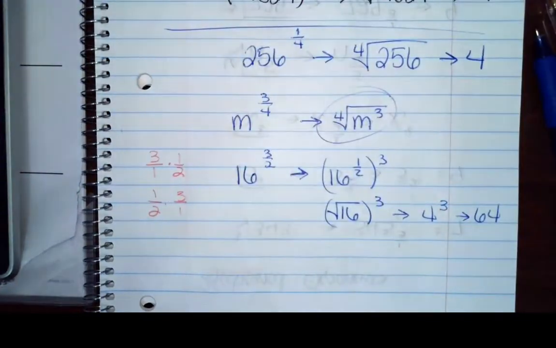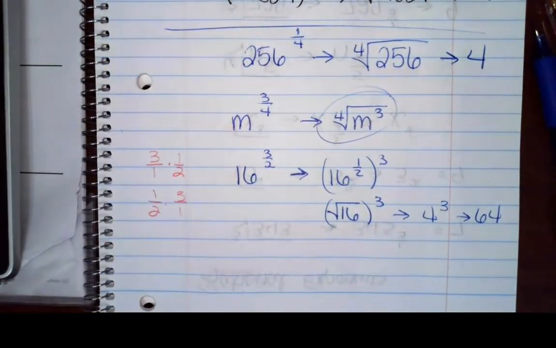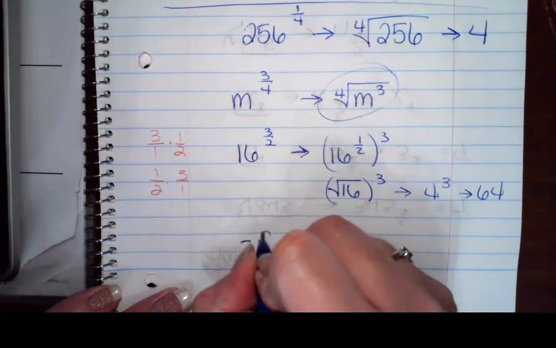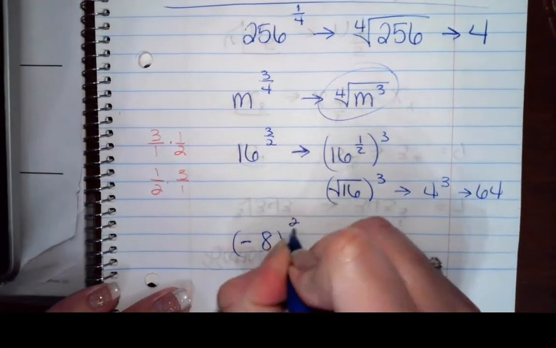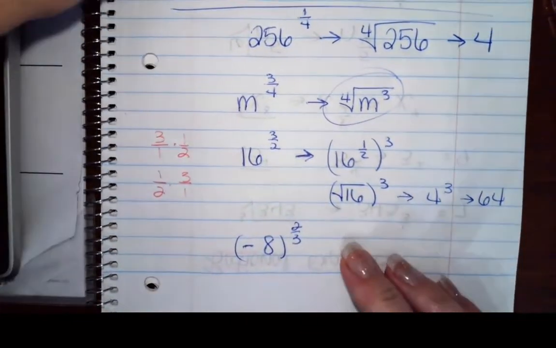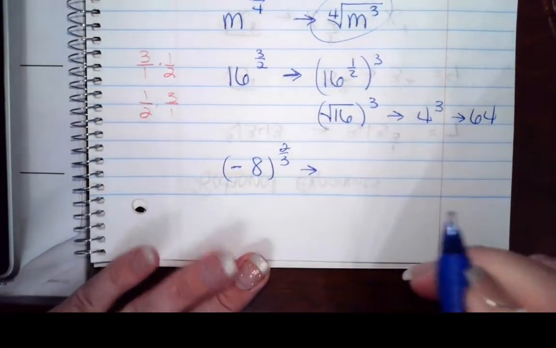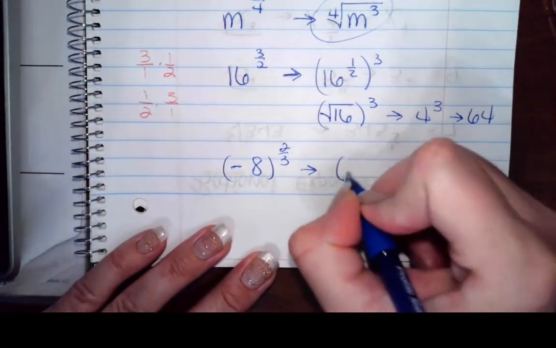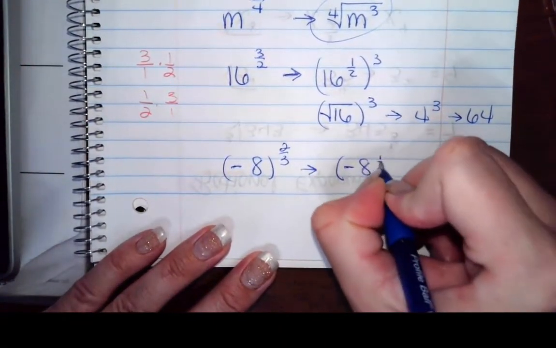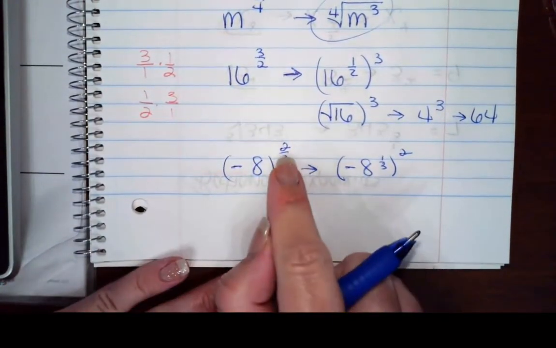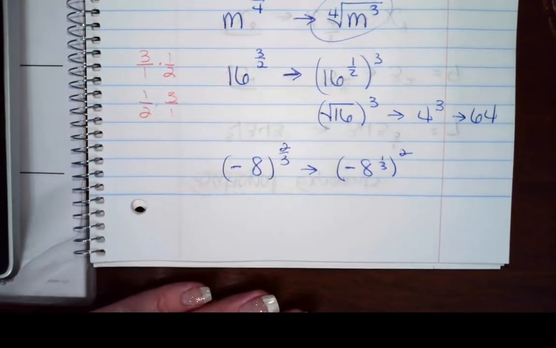Okay, so let's try another one. We have a -8 to the 2/3 power. So -8 to the 2/3 power. So if I do the root first, it's going to help me figure out what my answer is. So I'm going to do a -8 to the 1/3 power, but then I'm going to square it. Okay, so separate the root from the power.